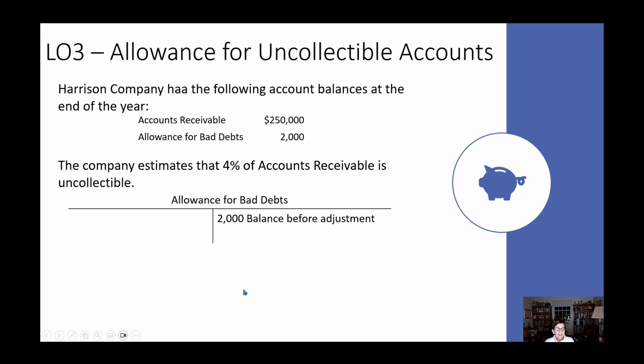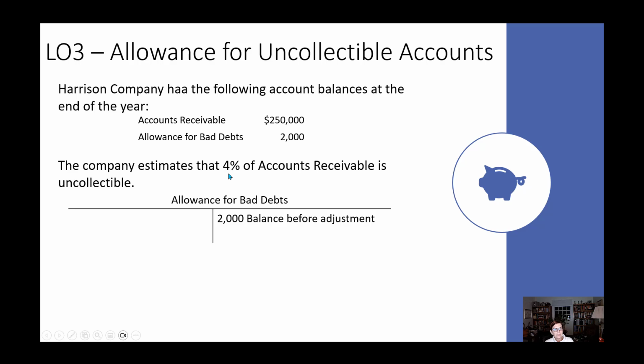All right, so let's say Harrison Company has the following account balances at the end of the year. Accounts receivable is $250,000. The allowance for bad debts is $2,000. The company estimates that 4% of accounts receivable is uncollectible. So remember now, the first thing we want to do is find the target amount in our allowance.